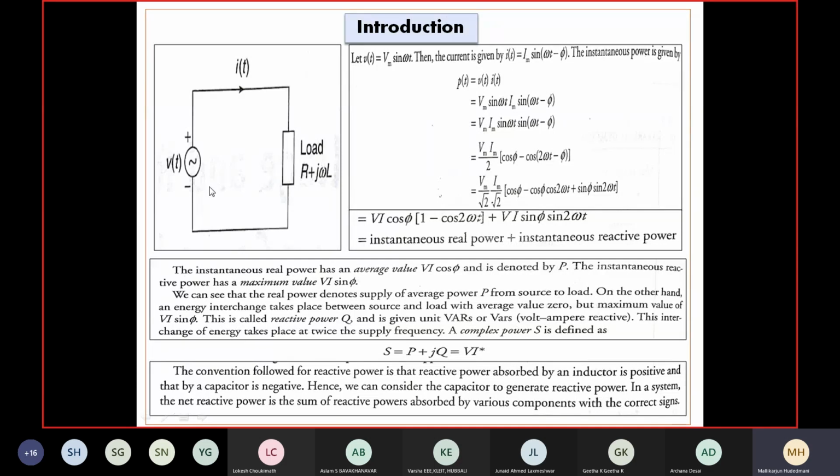Now what is exactly the power this circuit is given with? That is the instantaneous power p, which is v into i. Instantaneous, you must see lowercase letters are referred to as instantaneous, v into i, and on substitution, Vm sin omega t, Im sin(omega t minus phi), and subsequent simplifications, the instantaneous power can be separated into two terms. The first term being the real instantaneous power, the other being reactive power.